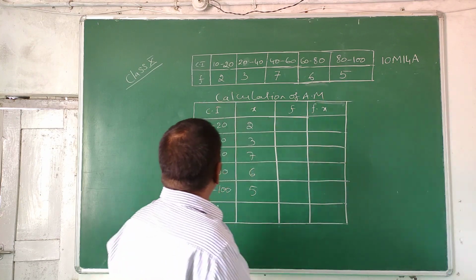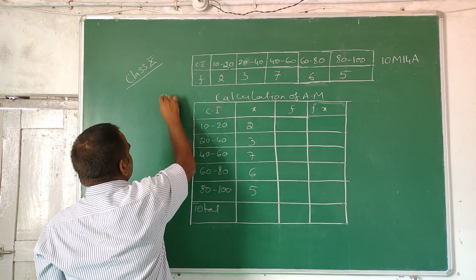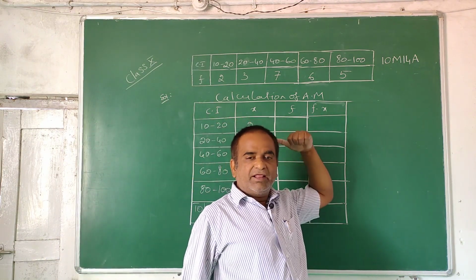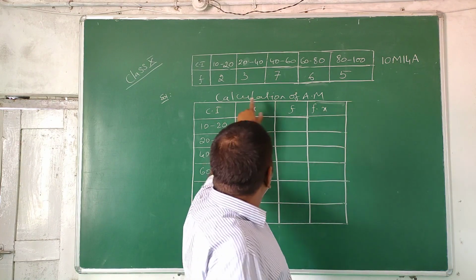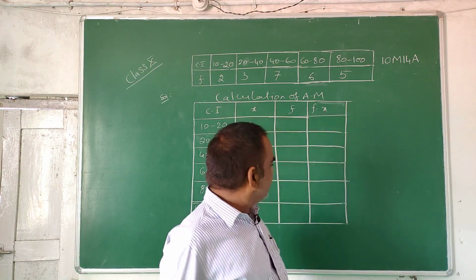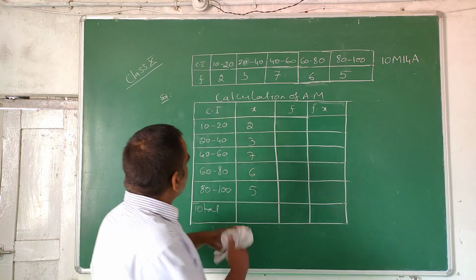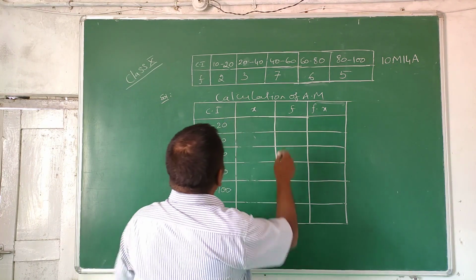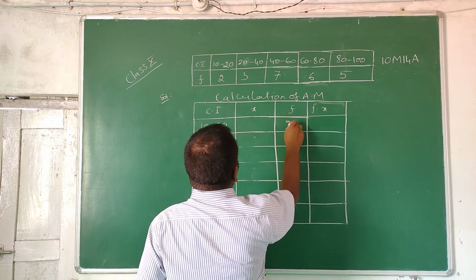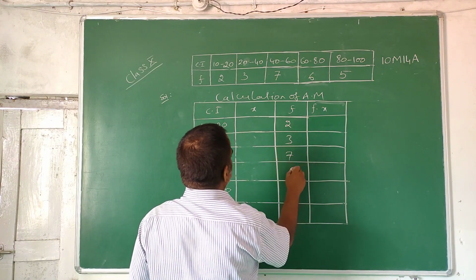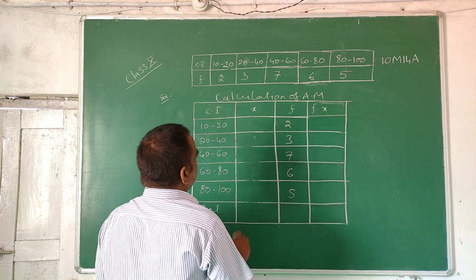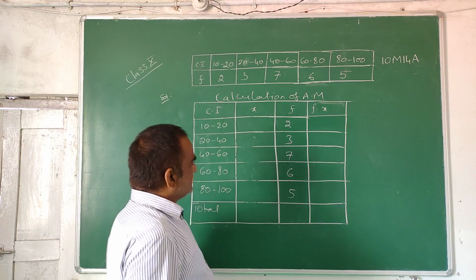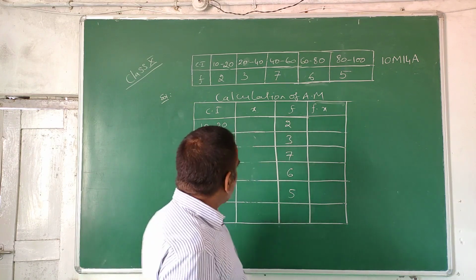So I started the solution. In this solution, you have to take this kind of table, and at the top of the table, you have to mention what you are calculating, like calculation of arithmetic mean. Now the class intervals and the frequencies have been given. Frequencies are 2, 3, 7, 6, 5. So here we have to fill up these blocks. This x means class mark.